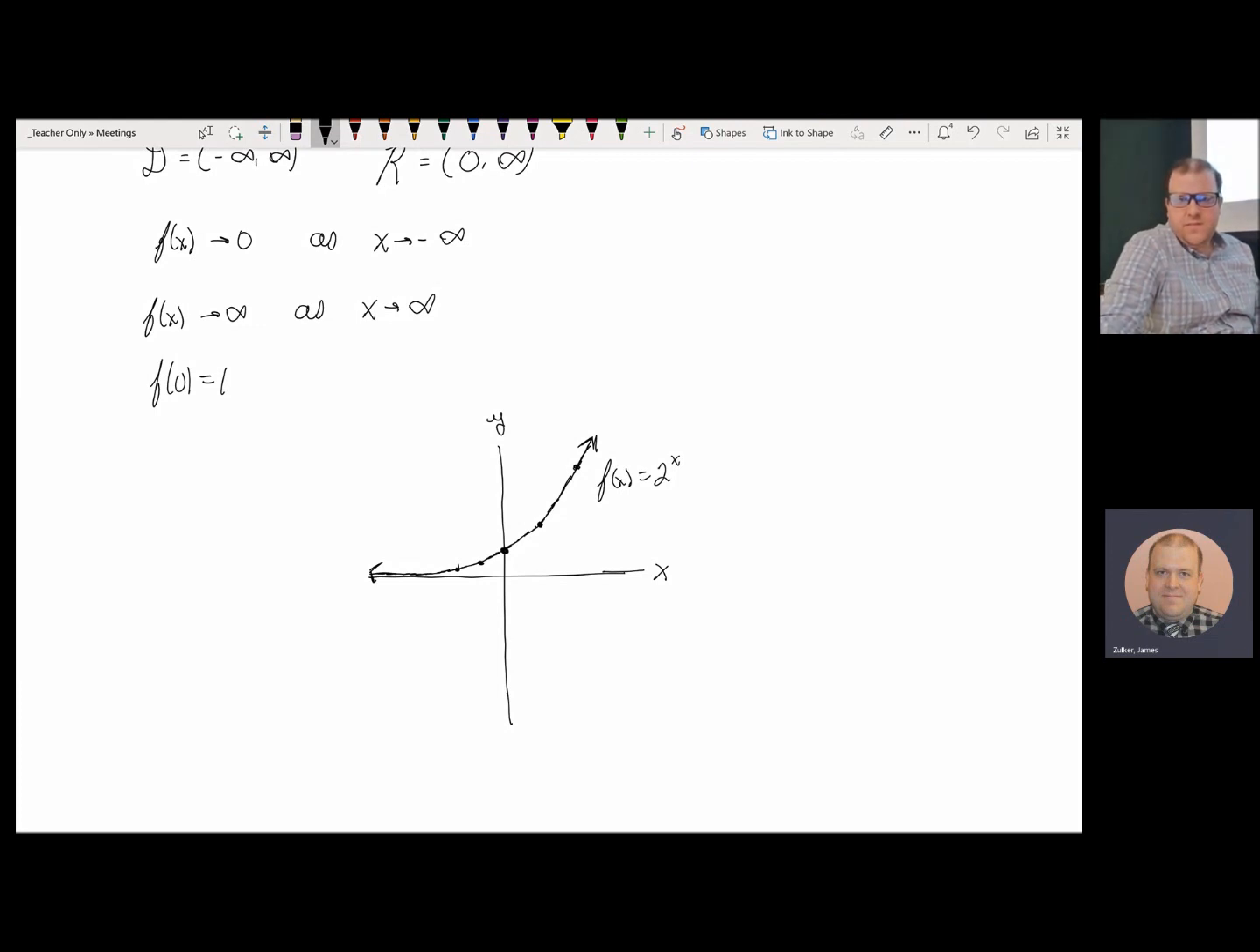Is that f of 0 equals 1? Yep. What's 2 to the 0? 1. Right. Any non-zero number raised to the 0 power is 1. Since that's the y-intercept, isn't it always just going to be y equals 0, and it'll be like 1 like that? Well, x equals 0, y equals 1.